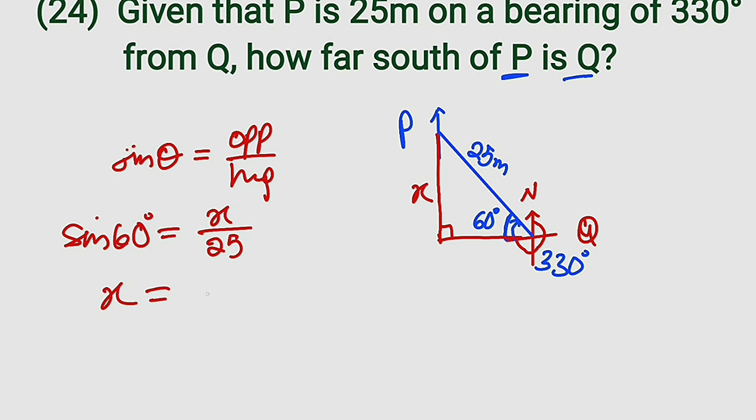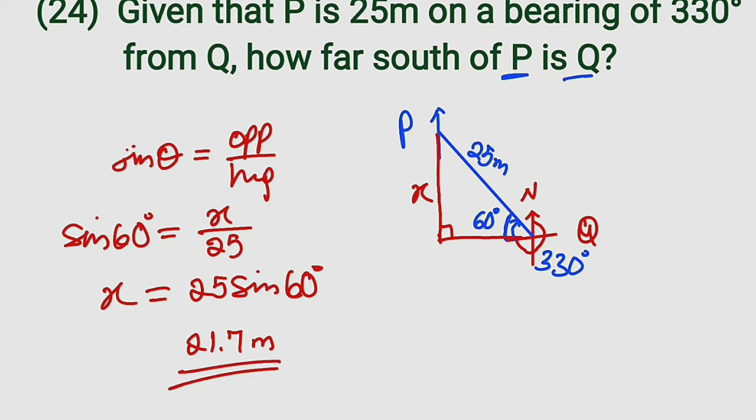And x is equal to 25 multiplied by sine of 60 degrees. Use your calculator, press this directly, it will give you approximately 21.7 meters, and this is exactly the solution to this problem.